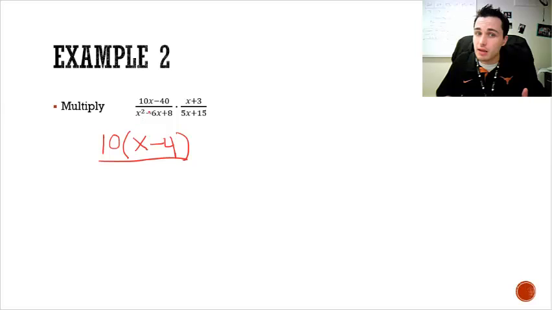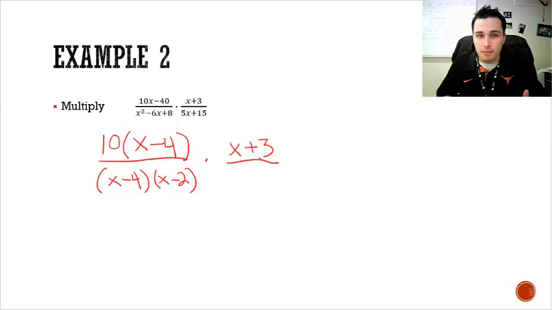Different factoring technique. This is a trinomial. I'm going to use the M&A method. What multiplies to 8 and adds to negative 6? That would be negative 4 and negative 2. So then in factored form, if it's negative 4 and negative 2, it'd be x minus 4 and x minus 2. And then on the right hand side, the x plus 3 is factored just fine. But then on the bottom, I'm noticing 5x plus 15 has a common factor of a 5. So I pull the 5 out. Divide 5 from both of those, you'd have x plus 3.